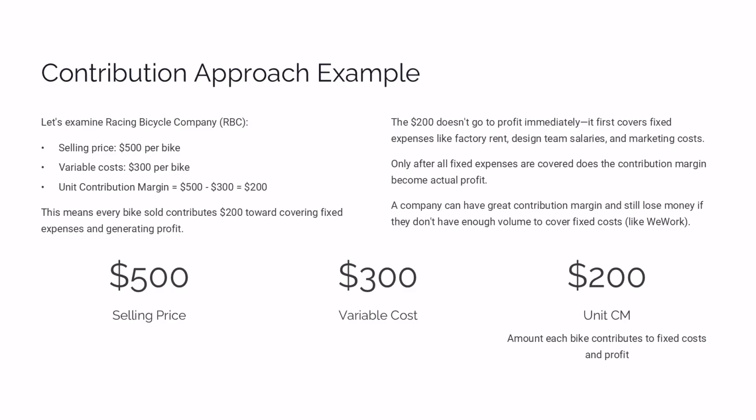This $200 contribution margin per bike is what we call the unit contribution margin. And it's literally the most important number in any business because it tells you exactly how much each additional sale contributes to profitability, which is why when venture capitalists evaluate startups, the first thing they ask for is unit economics, which is just a fancy way of saying unit contribution margin.